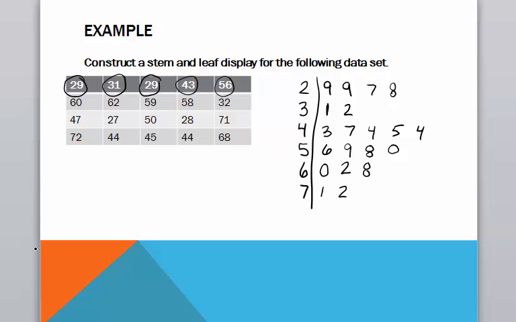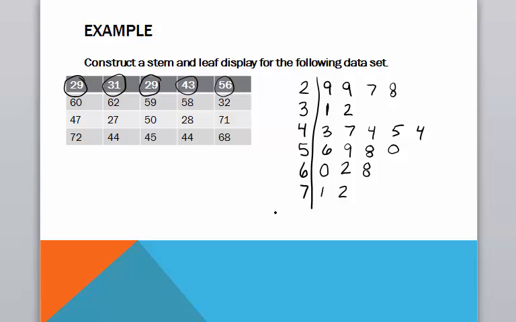And so that completes our stem and leaf display. You can see that each piece of the original data can be seen in the stem and leaf display. Also, often you will see a legend that helps explain how the data was set up.